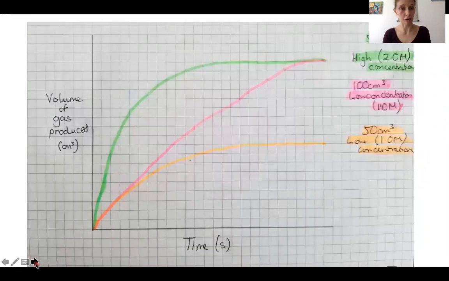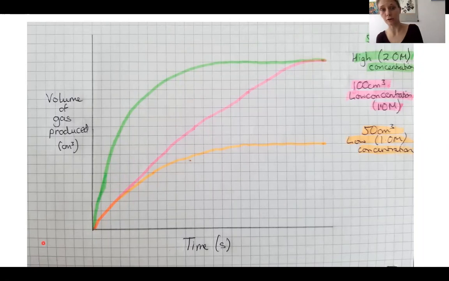Okay, different graph to look at now. This one we've changed the concentration of the chemicals. So we're still measuring the volume of gas produced. The lines are still going upwards, but we've got 3 different lines here, 2 at low concentration and 1 at high concentration. So what can we tell from this graph?